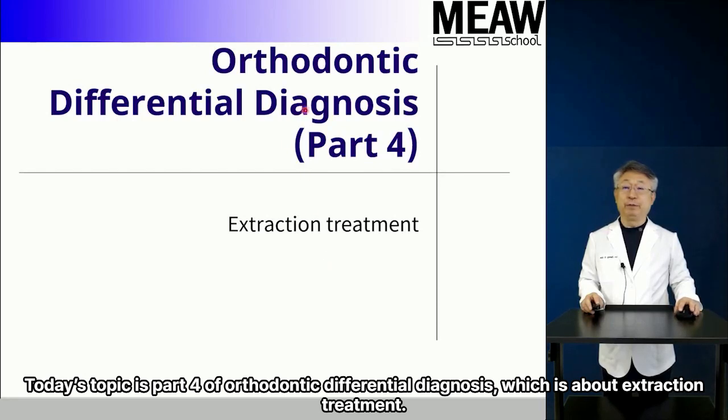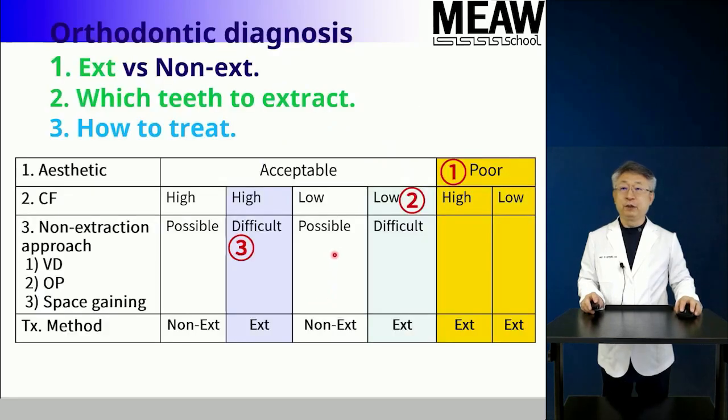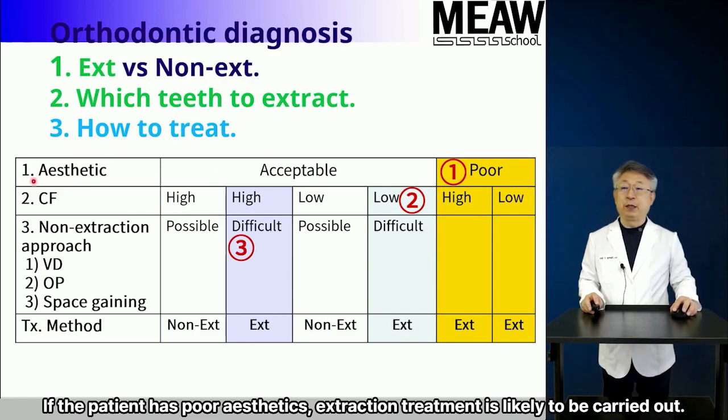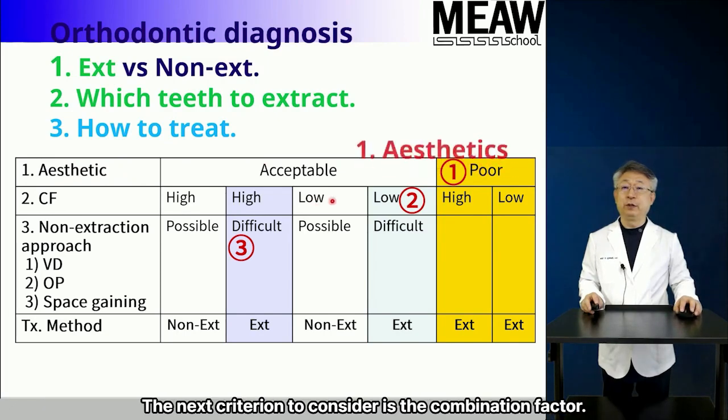Today's topic is part 4 of orthodontic differential diagnosis, which is about extraction treatment. As discussed in previous lectures, aesthetics is the primary aspect to consider in orthodontic diagnosis. If the patient has poor aesthetics, extraction treatment is likely to be carried out. The next criterion to consider is the combination factor.